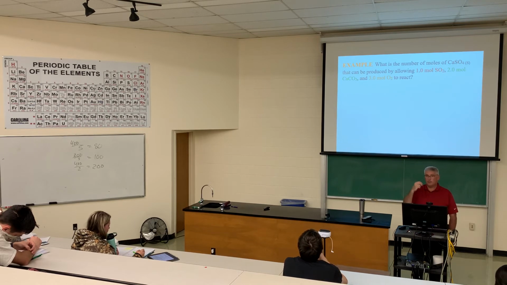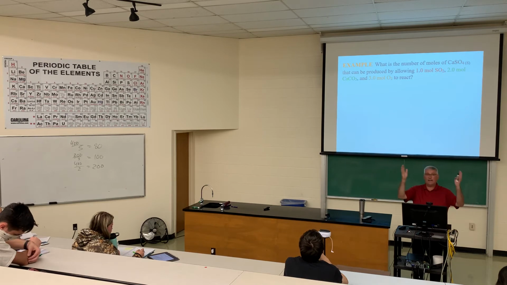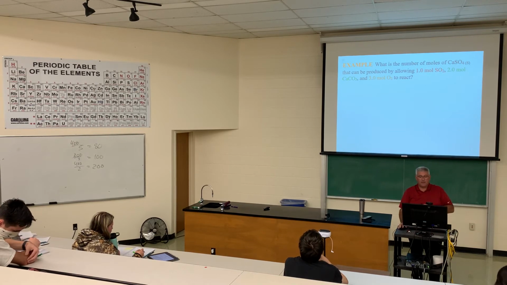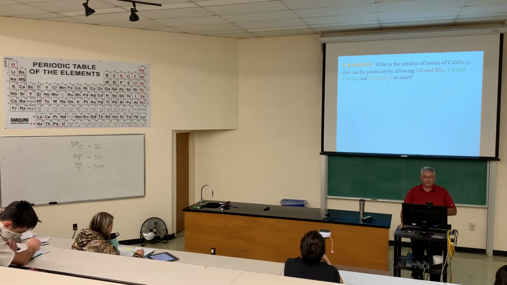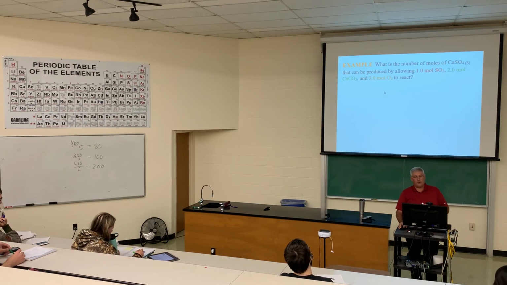Right? But it's the same fashion. So taking out those steps on either side, I'm looking at the middle step, where we go from moles of A to moles of B. Okay, you guys with me? And in this, I've got: what is the number of moles of calcium sulfate that can be produced by allowing 1 mole of SO2, 2 moles of CaCO3, and 3 moles of O2 to react?